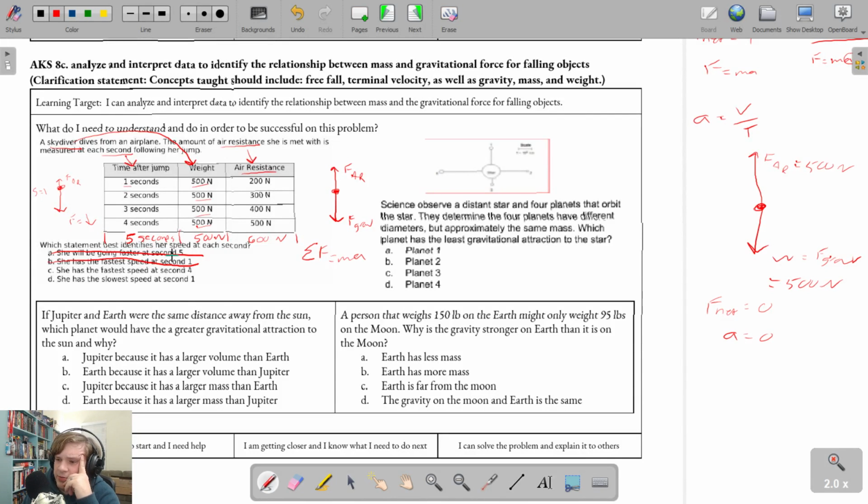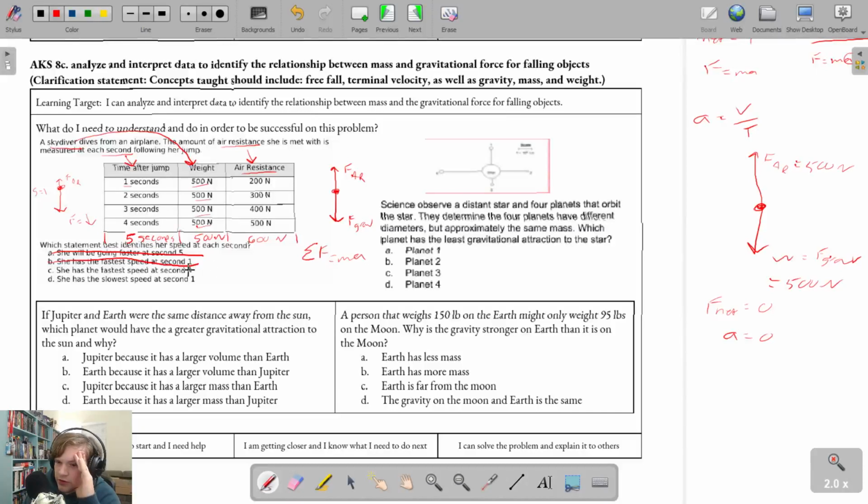She has the fastest speed at second 4. Yeah, that's her terminal velocity. 500 down, 500 up. She has no more acceleration. She cannot get any faster than that. That should be the fastest that she can go. So she has the fastest speed at second 4. Okay? She has the slowest speed at second 1. That should also be the case, because she jumped out.